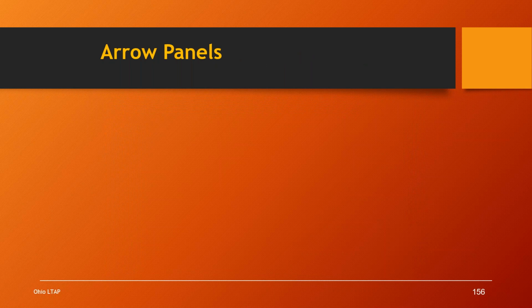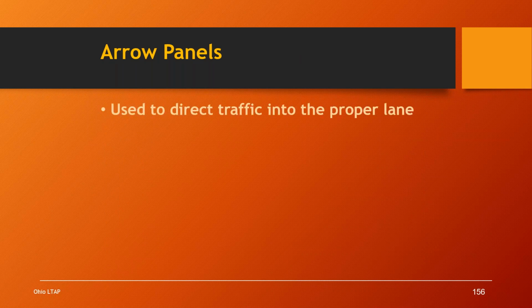Okay, let's talk some more about the use of arrow panels in the merging area, the transition area.